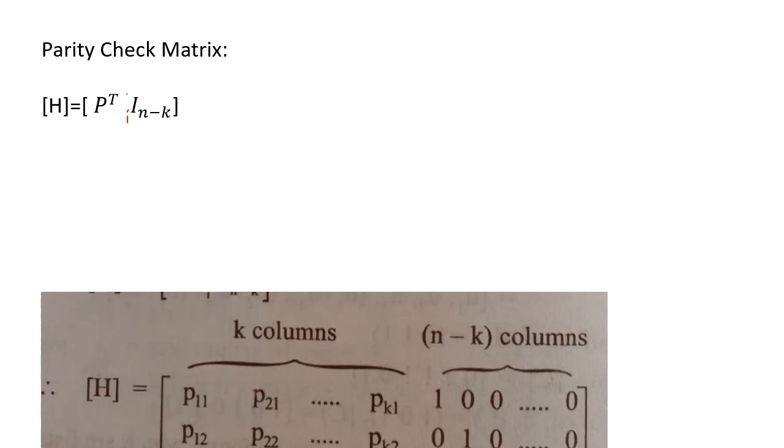Next, to detect the error, we are going to use a matrix called the parity check matrix at the receiver, which is given by H = [P transpose | I_(n-k)]. So P transpose is from the transmitter: we have the parity matrix, you take the transpose of that matrix, and then you append an identity matrix which is of size n minus k.